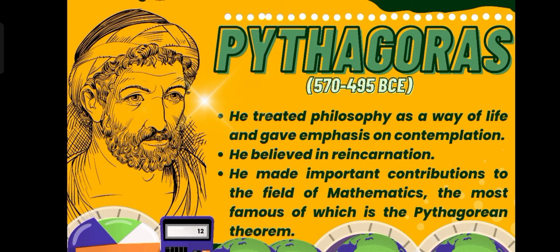Pythagoras existed from 570 to 495 BCE. He treated philosophy as a way of life and gave emphasis to contemplation. Contemplation's base definition in both Latin and Greek means speculative study or admiration of beauty, or even the consideration of wisdom. In general, it is a sort of knowledge accompanied by pleasure and a certain amount of admiration for the object being contemplated.